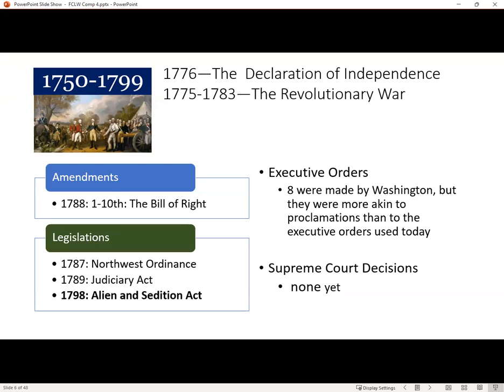And then we have, in 1798, something you're going to see again and again, an Alien and Sedition Act. It might be an Alien Act, a Sedition Act, or both together. These are quite common around a war, or for those that know about 9/11, a terrorist attack. So something dramatic like that can cause these types of legislations, executive orders that actually restrict our rights.